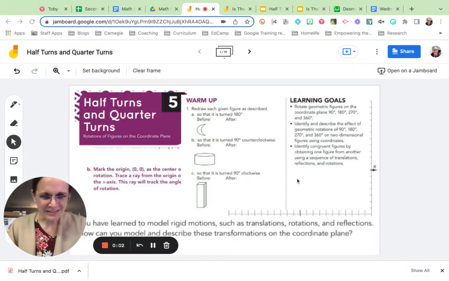Hello and welcome to math. Today we're doing lesson 5, half turns and quarter turns. We have a few learning goals to look at.